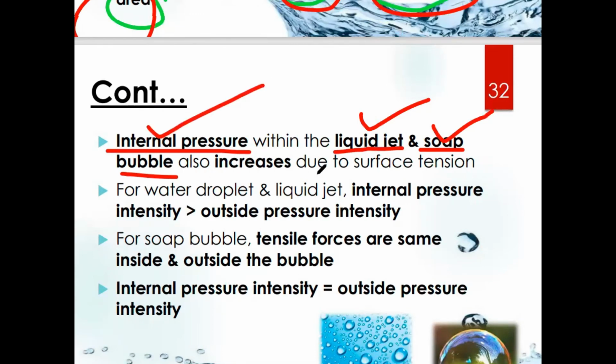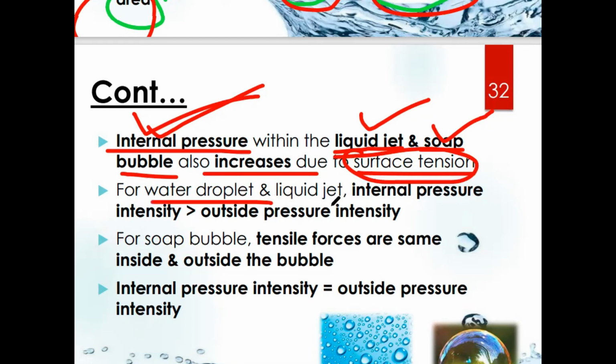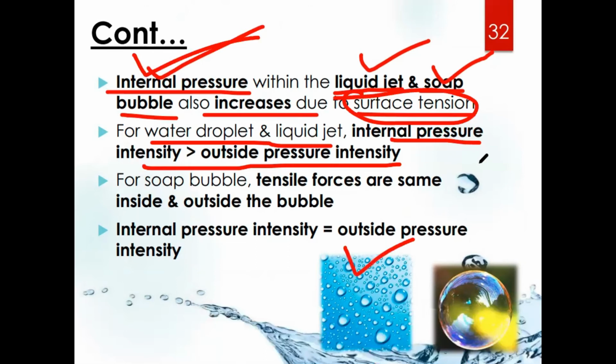So in case of liquid jet and soap bubble, what happens? The internal pressure increases due to the surface tension property. For a water droplet and liquid jet, the internal pressure intensity is more than the outside pressure intensity. The liquid jet is nothing but a jet of water coming through a nozzle with a high velocity. For both cases the internal pressure will be more, because the jet is under high pressure and high velocity, compared to the outside pressure.